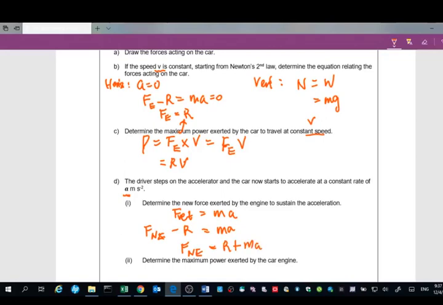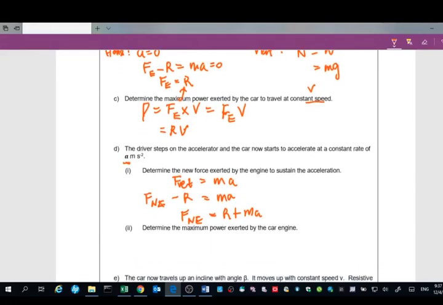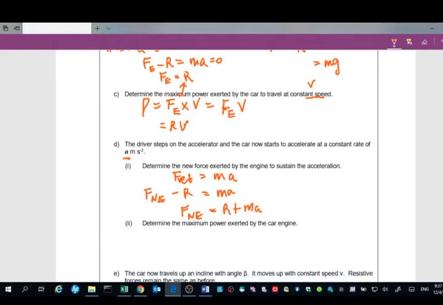Okay, so this is a larger value now. It's larger than before. So this is the new engine force in the horizontal direction. Determine the maximum power at this instant. It should be at this instant, because when you accelerate, the velocity is expected to increase, right?